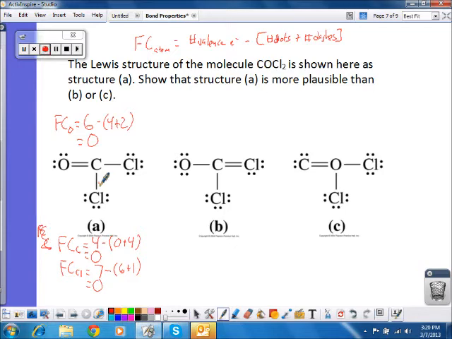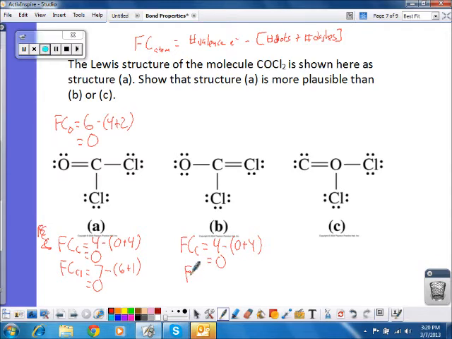Now, when we come over here, you'll notice that the bonding pattern is different. The skeletal arrangement is the same, but the bonding pattern is different. So now if we calculate the formal charge of carbon here, again, it is going to be 4 minus 0 plus 4, no dots, 4 dashes. So carbon is still okay because it's still 0.